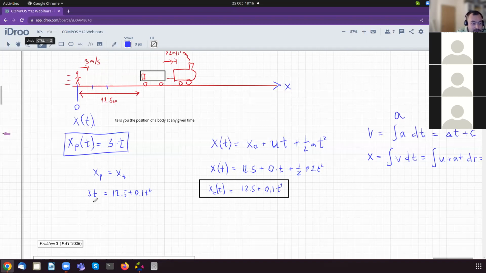So T1 is 25 seconds and T2 is 5 seconds. So there are two answers. How come there are two answers, and which answer do we need? Does anyone know?